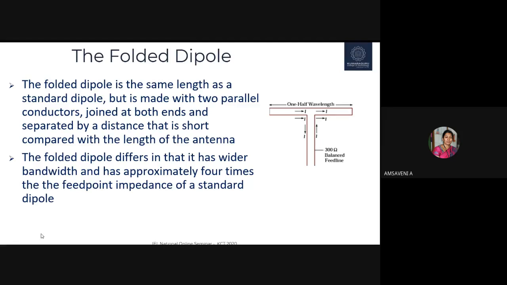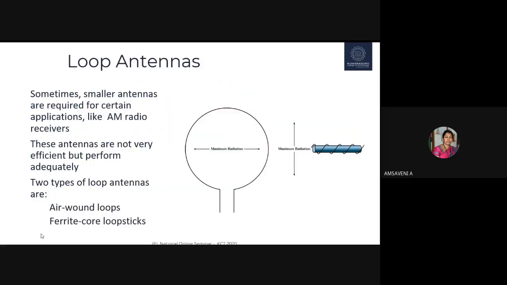This folded dipole was widely used in Yagi antenna. Yagi antenna was used earlier for television reception. So this folded dipole is the driven element in Yagi antenna, as it provides high radiation resistance. This is preferred. Then we have loop antenna.